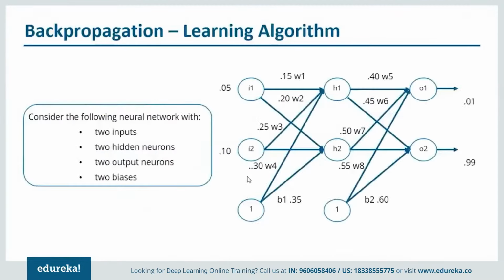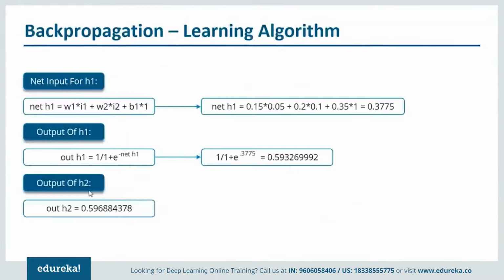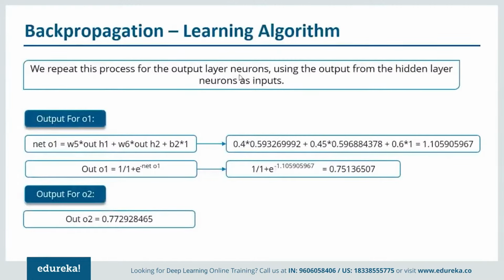So the output of this particular H1 will be 0.59 something. Then we calculate the output of H2 similarly, and we get 0.5968884378. Next, we repeat the process for the output layer neurons. For the output layer, the net input will be W5 into out of H1, W6 into out of H2, plus B2, that is the bias. So we get the output somewhere like this. Then the net output for O1 after the activation function will be 0.751. Similarly, the output for O2 will be 0.77.